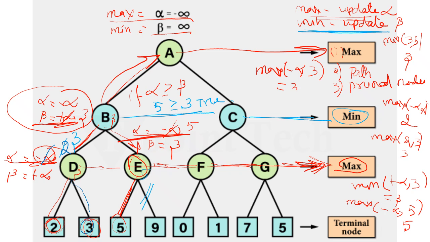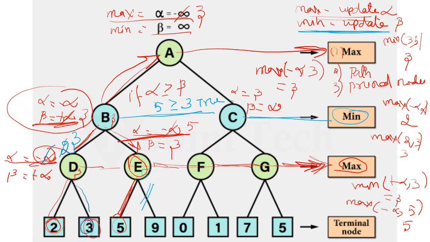So what is maximum? 3 is maximum. So we can replace this minus infinity by 3. Next, we have to come to its rightmost child. Here the value alpha is equal to 3, beta is equal to infinity. That same value will come to the child also. Alpha is equal to 3, beta is equal to plus infinity.